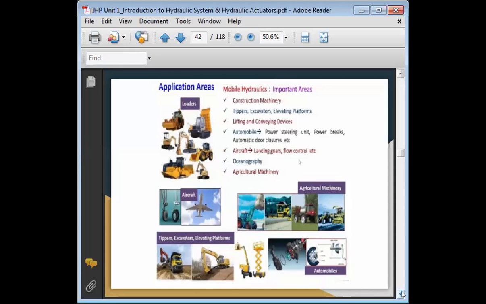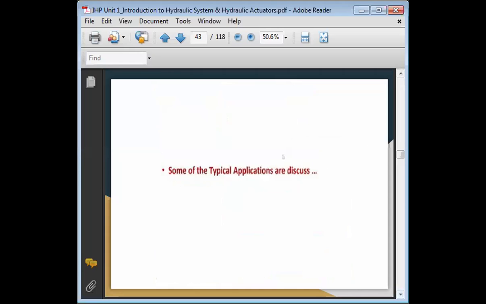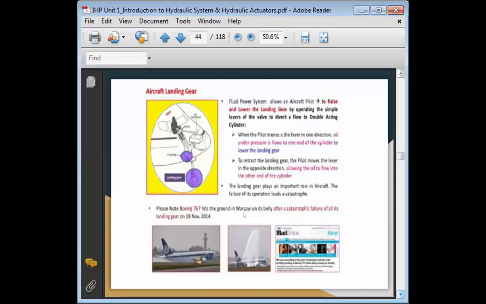Now let us go for the next. Now I'm going to talk about some of the typical applications in detail. So let us discuss that. Now you can see the aircraft landing gear. Here, friends, I'm showing you some pictorial views, pictures, of how that landing gear works.